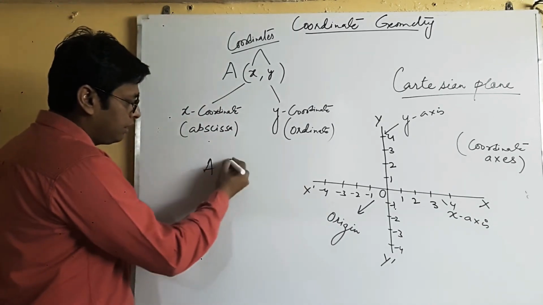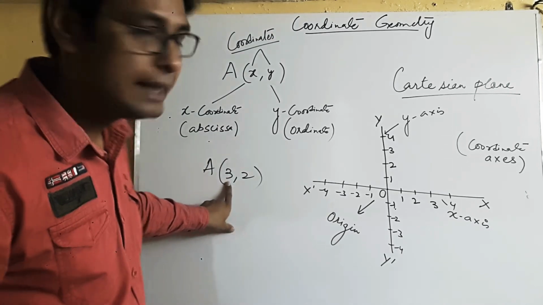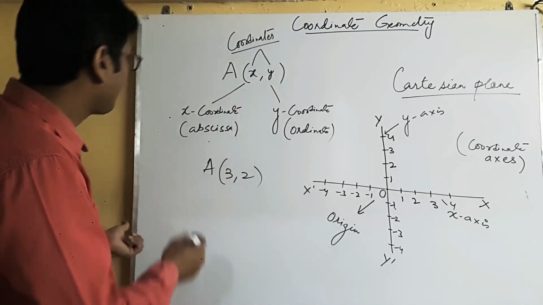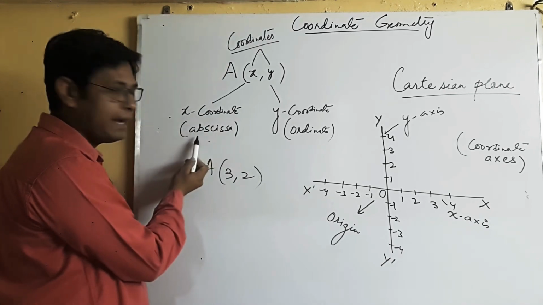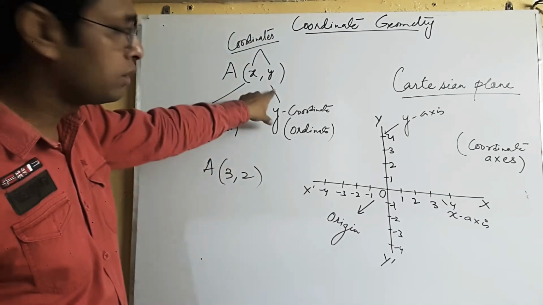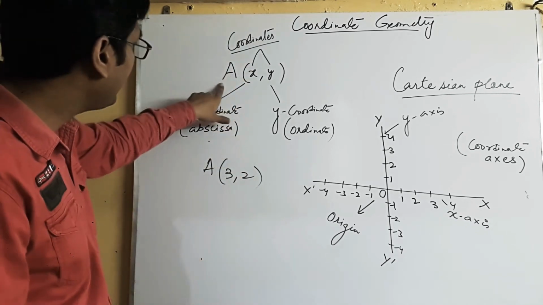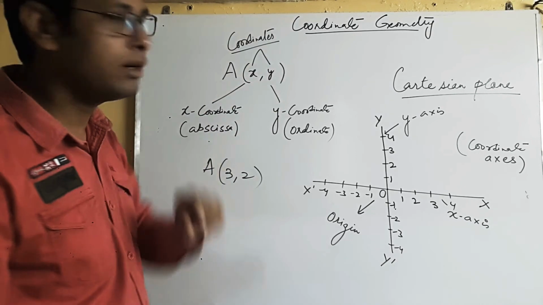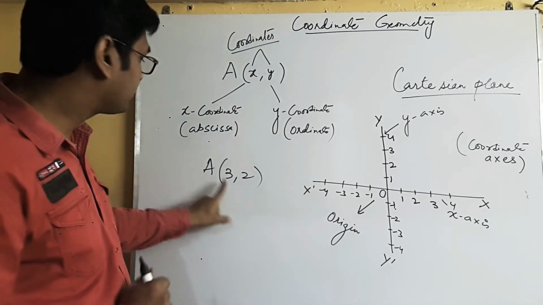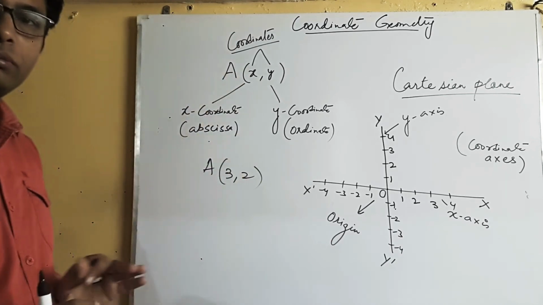Okay, for example, 3 comma 2, this is the address of the point. So the first one is the x coordinate and the second one is the y coordinate. So the x coordinate is called abscissa and the y coordinate is called ordinate, and they both collectively are called coordinates of a given point. The point is A and these two are the coordinates of this point. Like for example, 3 comma minus 2 are the coordinates of point A. So this is how we are going to use these things.